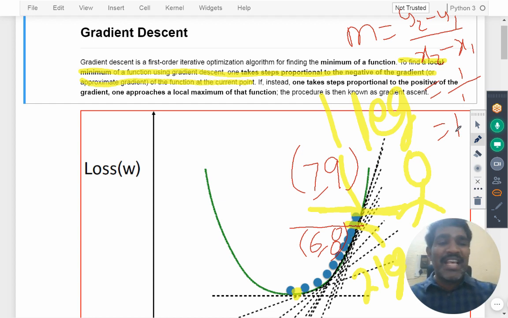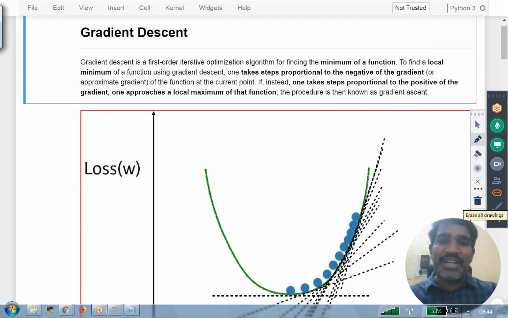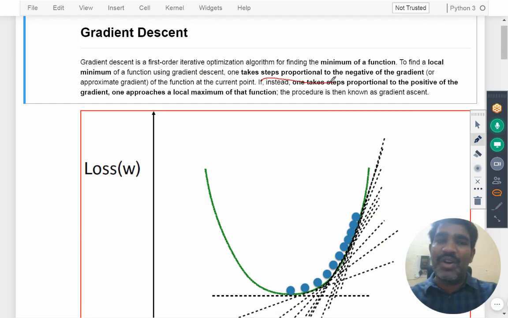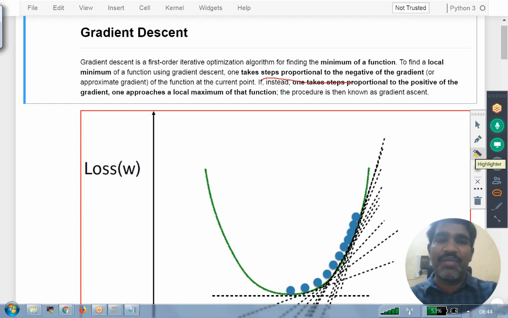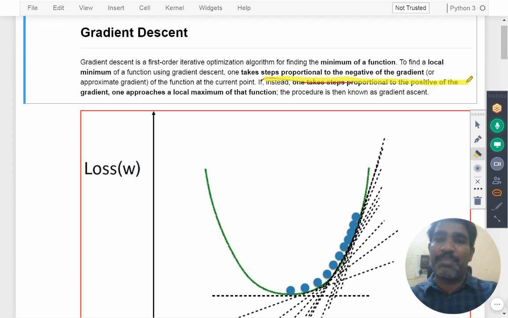This exactly opposite point is the second one. If instead one takes steps proportional to the positive of the gradient, one approaches the maximum of the hill station. That means we are going to reach this peak point. Are you getting my point?